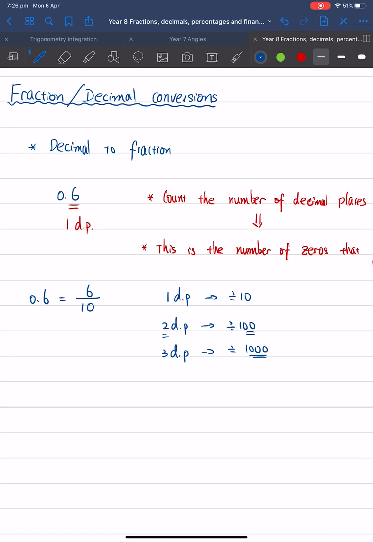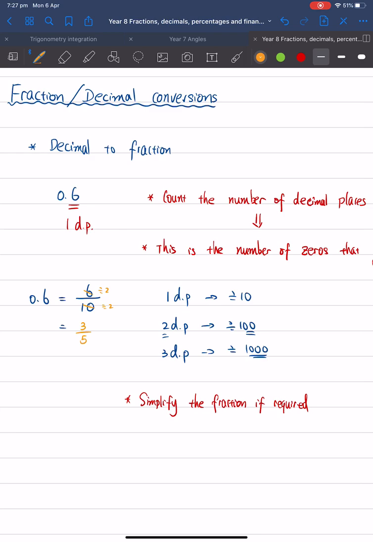Once you finish that, we need to simplify the fraction if required. Not every fraction can be simplified, but if you can simplify a certain fraction, then you need to do it. So it does depend on what fraction you get. For example, here we get 6 over 10. We can simplify this fraction by dividing both the numerator and denominator by the highest common factor, in this case 2. So we get 3 over 10 as the final answer.